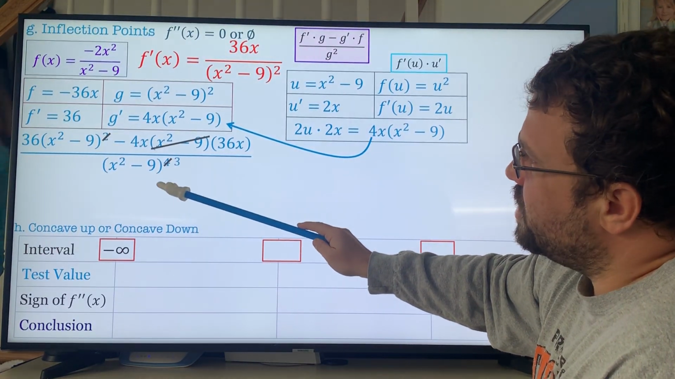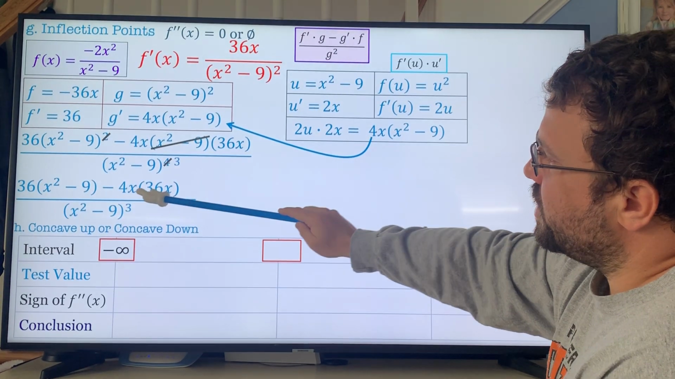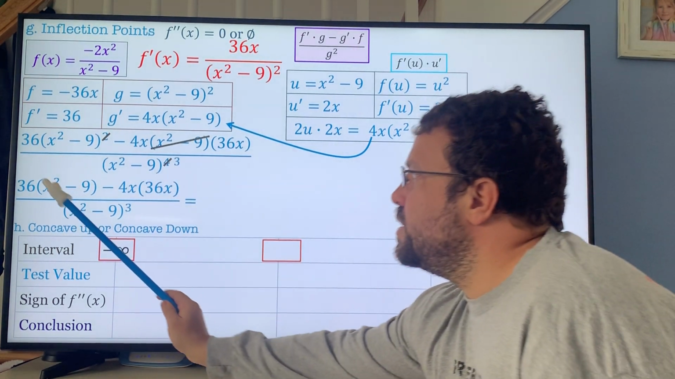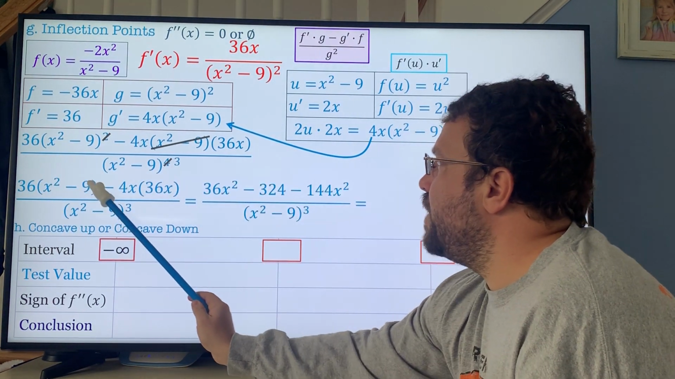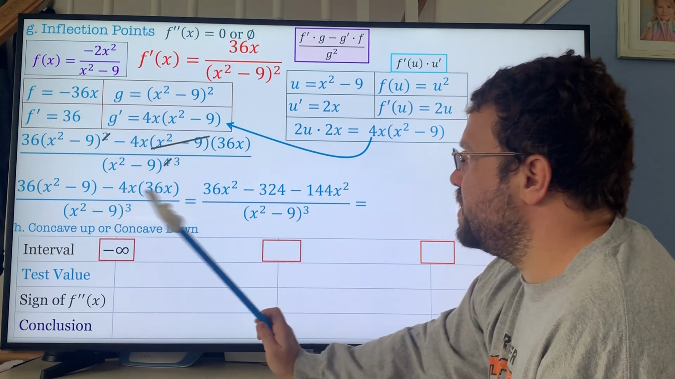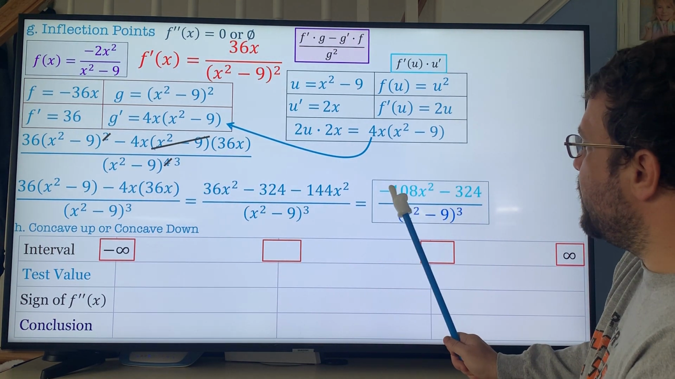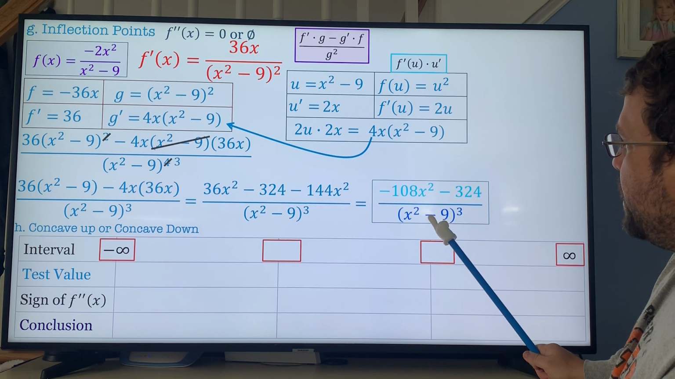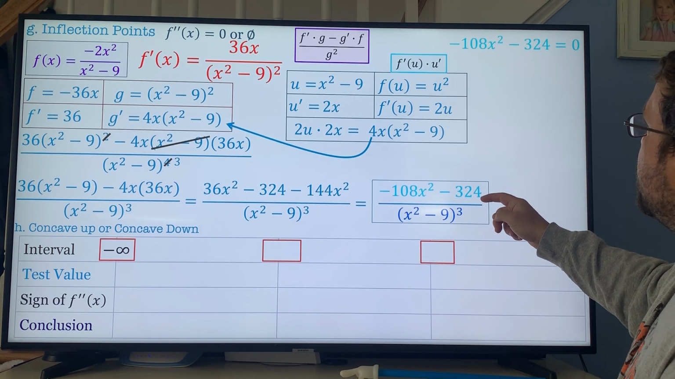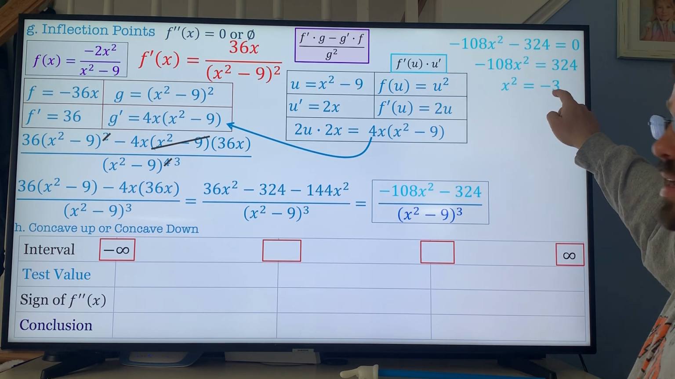And then what you're going to do is end up with 36 times x squared minus 9 minus 4x times 36x over x squared minus 9 cubed. Distribute: 36x squared minus 324 minus 144x squared, and this stays at the bottom. Combine like terms, you get negative 108 x squared minus 324 over x squared minus 9 cubed. You're going to set the numerator equal to 0. Add 324, divide by 108, x squared equals negative 3.